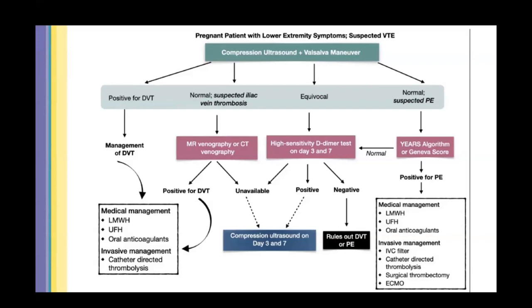Then if it's normal, but there is suspected PE, there is what I'm going to just mention right now, the YEARS algorithm or the modified Geneva score system. You start this patient on treatment if you suspect that they have pulmonary embolism, before you even do CTPA or the VQ scanning.